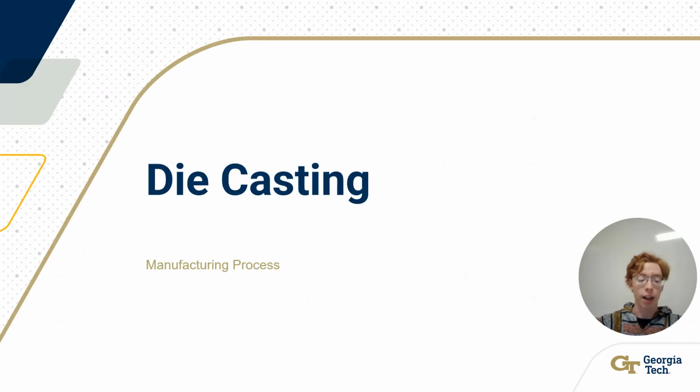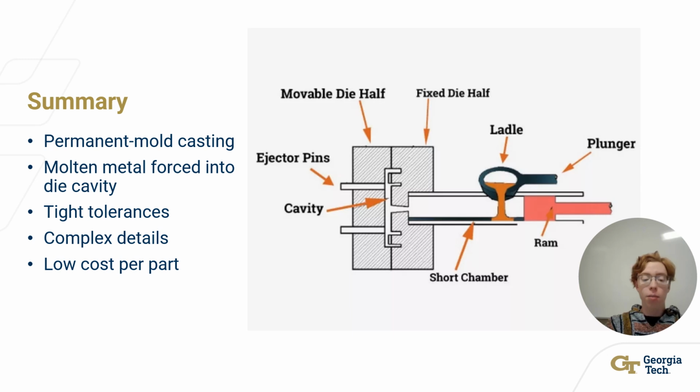The next topic is die casting. Die casting is a commonly used manufacturing process for metals. It was developed in the early 1900s. Die casting is a permanent mold casting process, meaning the mold or die can be reused. This process works by using a ram to force molten metal into the die cavity. The metal is held under pressure until it solidifies and is released.